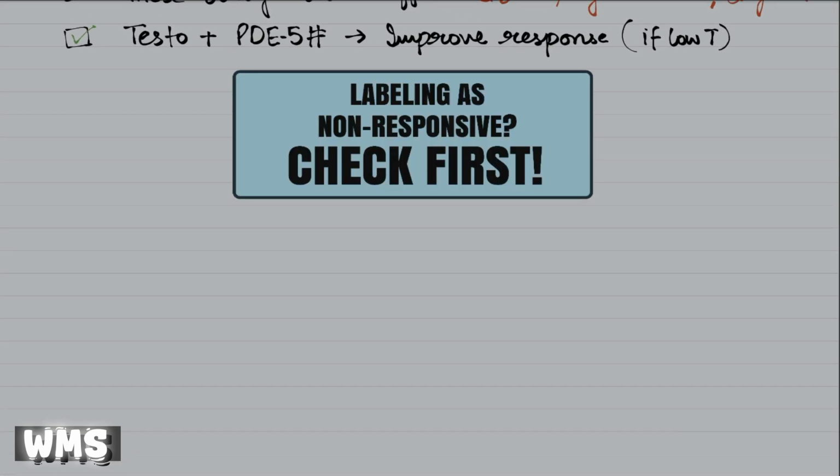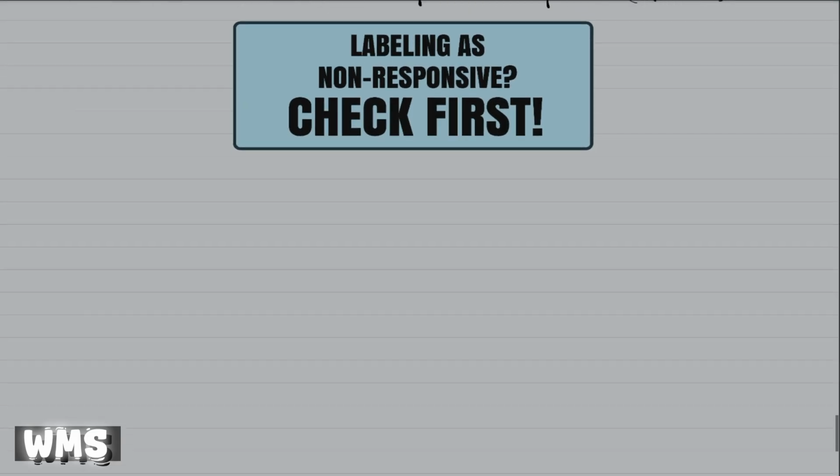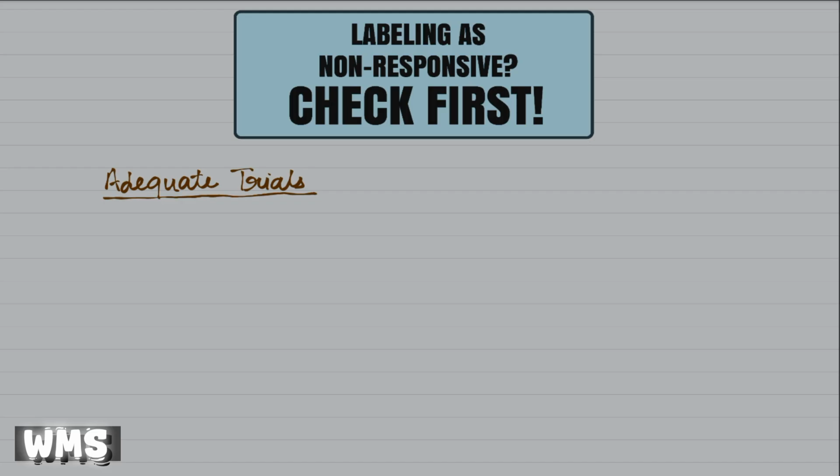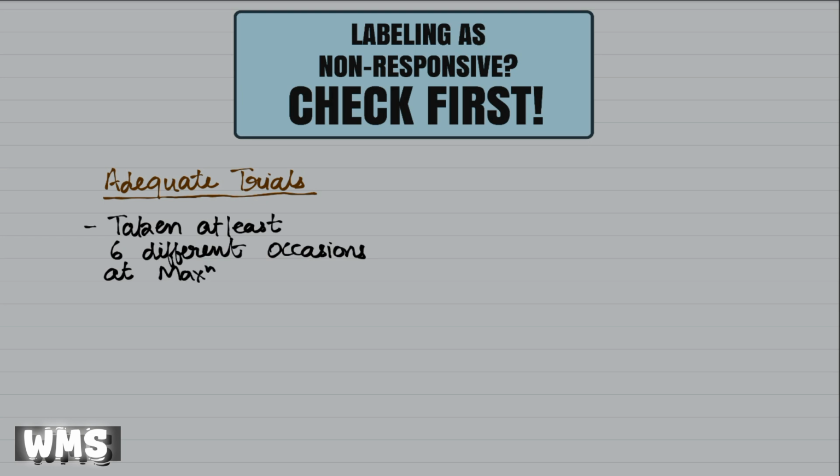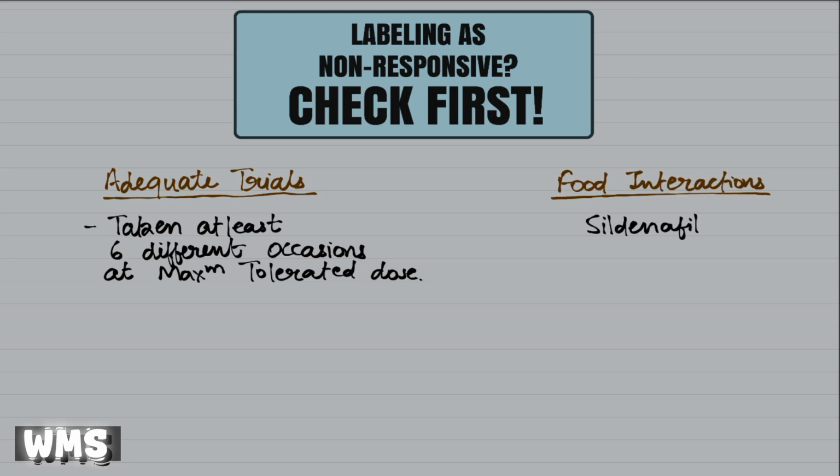Before labeling a patient as non-responsive to PDE5 inhibitors, we must first check whether the drug was used correctly. First, the patient should have had an adequate trial. That means the medication should be taken on at least 6 different occasions at the maximum tolerated dose. Many patients try it once or twice and conclude it doesn't work. That's not sufficient. Second, you need to check food interaction, especially with sildenafil. If the patient takes it after a high-fat meal, absorption is delayed and the drug may not work properly. So timing with meals is important.